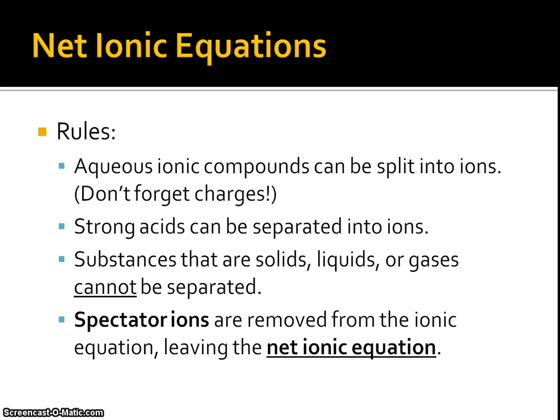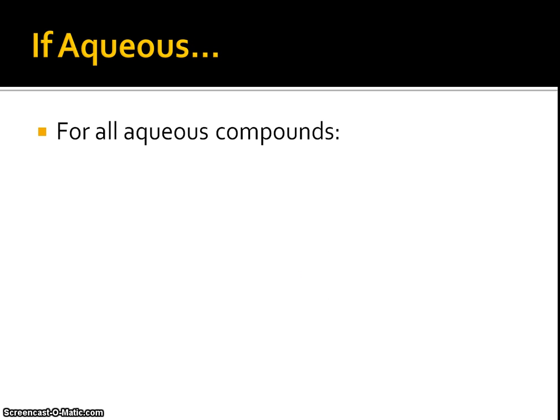You can actually take those out of the equation because spectator ions don't really change the reaction. And once you take those out, you're left with what we call the net ionic equation. So net just means what's left over after all the fluff has been taken out. For example, if you work a part-time job, your gross pay is how much you earn, then taxes come out, and the amount you walk away with is your net pay. So net is what's left over after you take out the fluff.